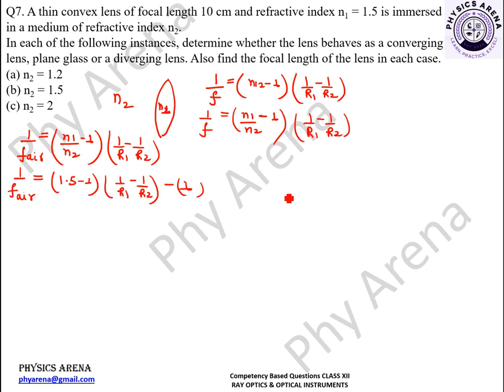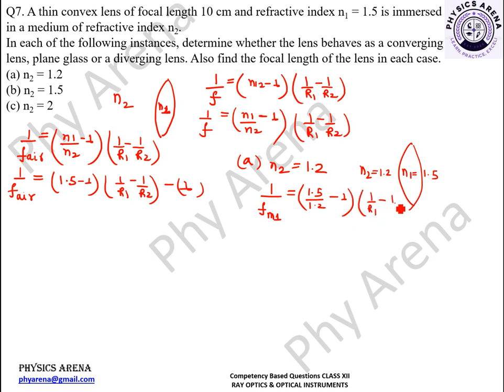Now the lens is immersed in some medium and that medium has a refractive index N2 equal to 1.2. So let me draw it again. This is N1 and this is N2 equal to 1.2, and N1 was equal to 1.5. So again I can write the lens maker's formula. 1 upon F in medium 1 is equal to (N1 upon N2, 1.5 divided by 1.2, minus 1) times (1 upon R1 minus 1 upon R2). This is equation number 2.